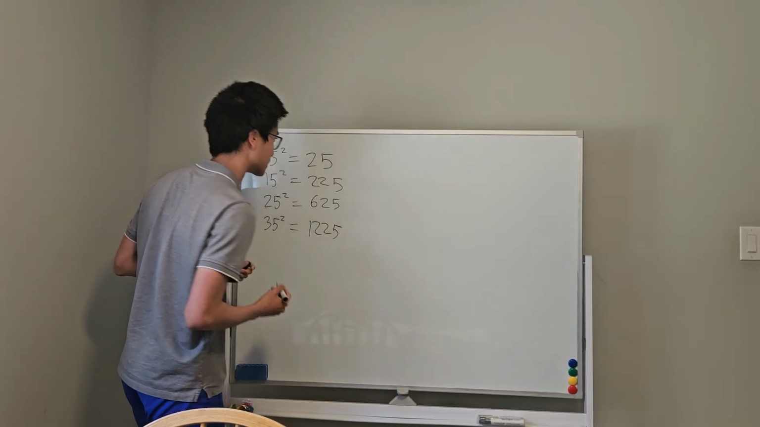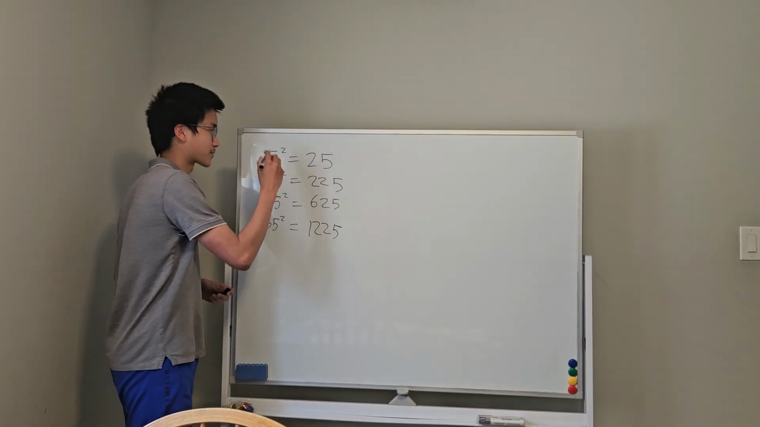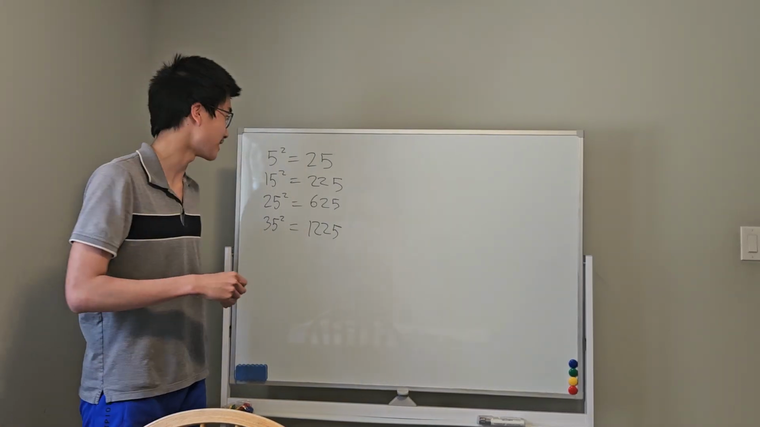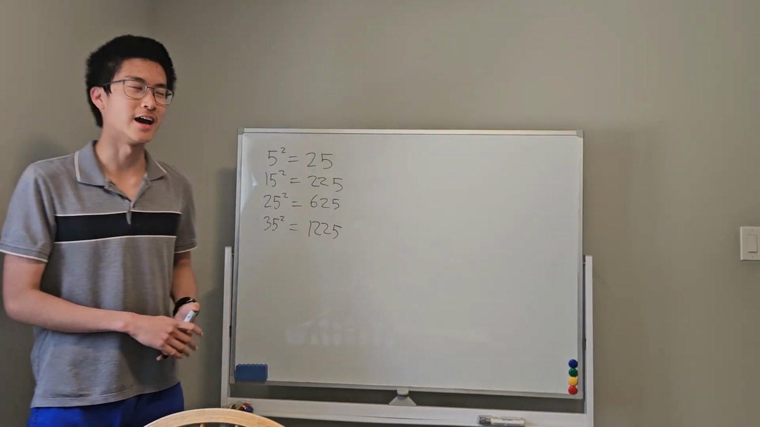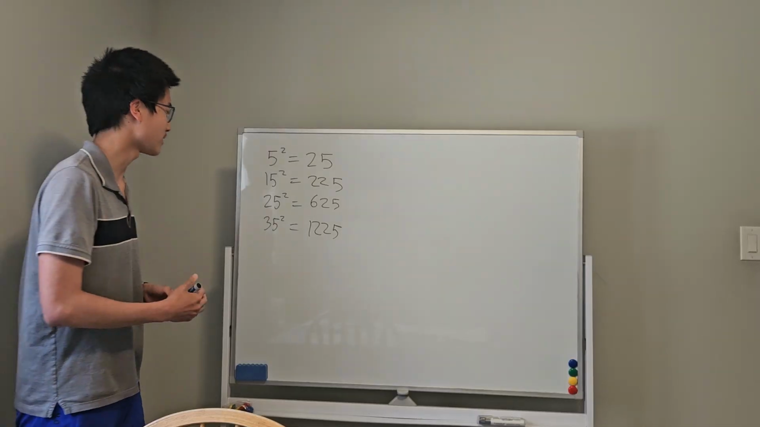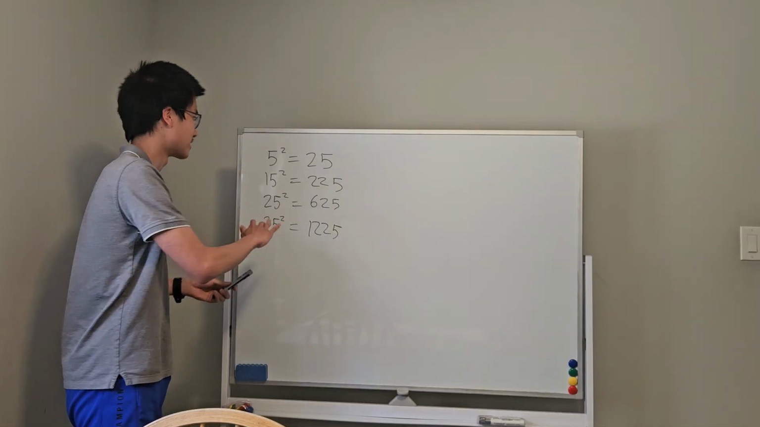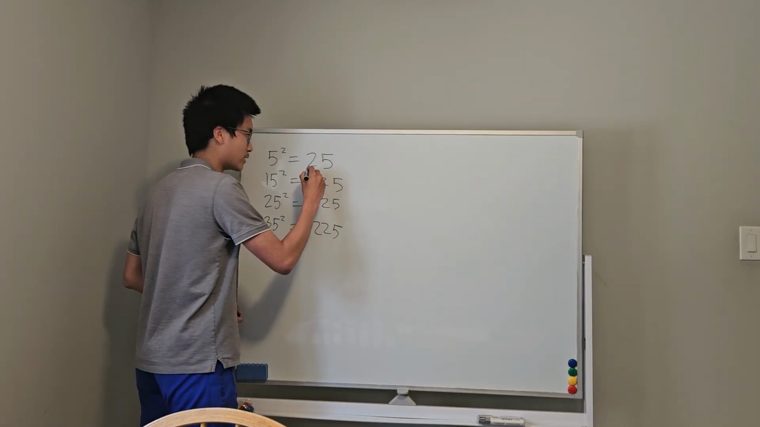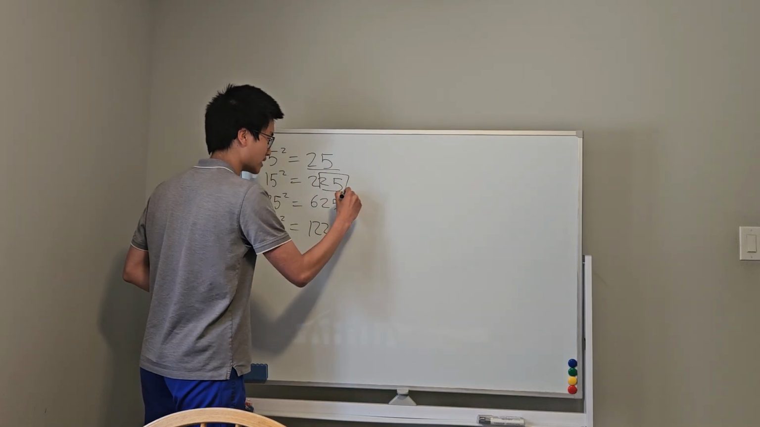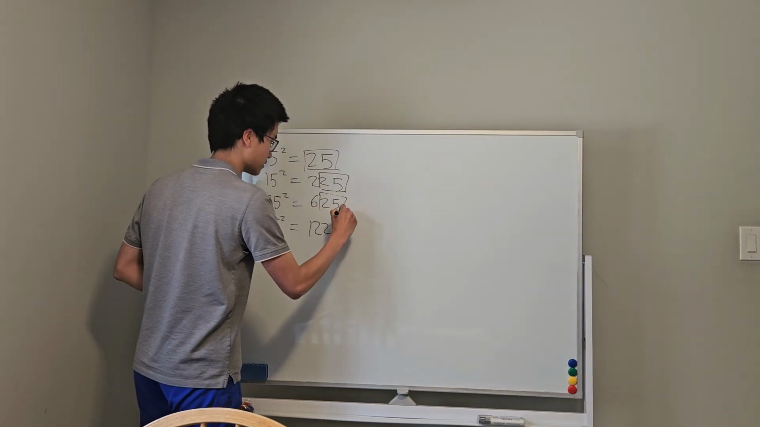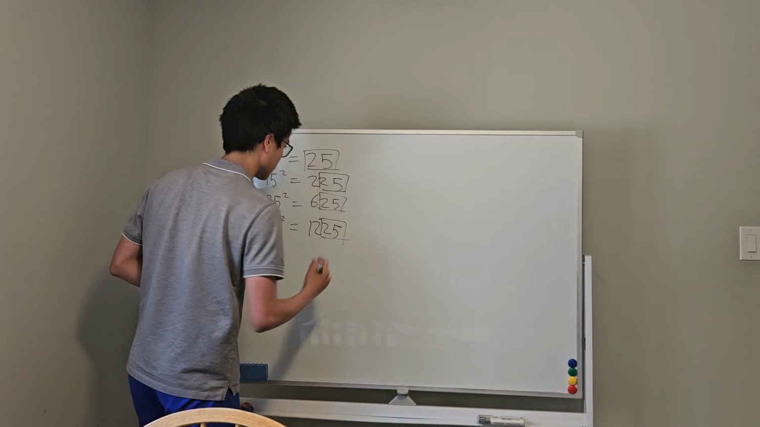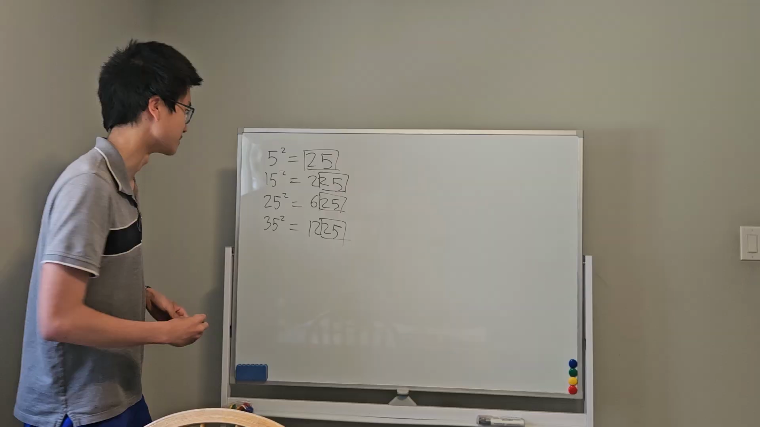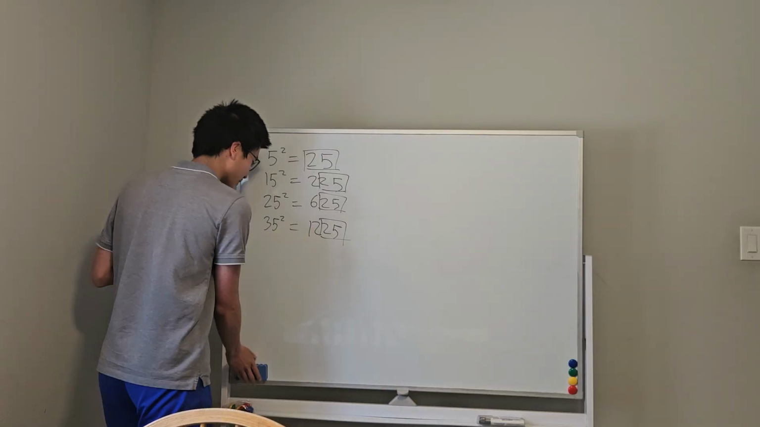So what do I notice here? Now, I notice that for any positive integer, well, any integer in general, ending with the unit digit 5, if I multiply it by itself, then the result will always end with 25, as we see right here. So thus, after experimenting with some small examples, we can now formulate a claim.